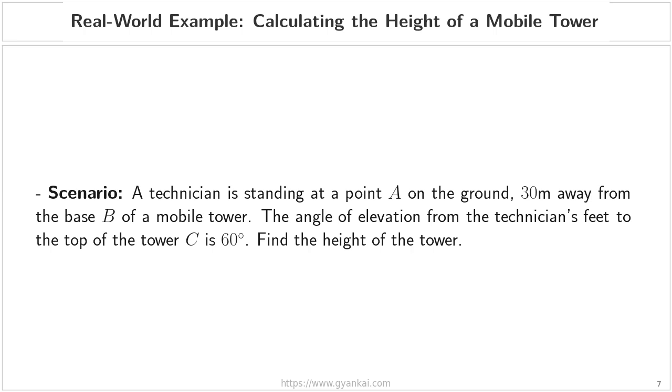Imagine a technician standing at a point, which we will call point A, on level ground. This technician is positioned 30 meters away from the base of a mobile tower, which we'll label as point B, as the technician looks up from their feet toward the very top of the tower, which is point C. The angle of elevation is 60 degrees. Our objective here is to use the geometric principles we just discussed to calculate the unknown height of this tower. As we move to the next slide, we will break this problem down step by step to identify our sides and choose the perfect ratio.